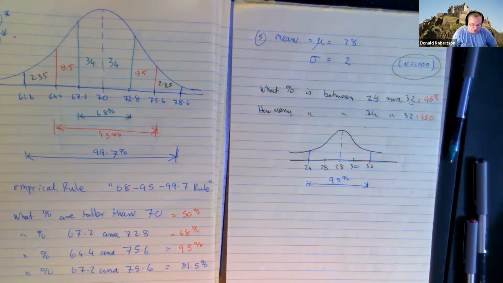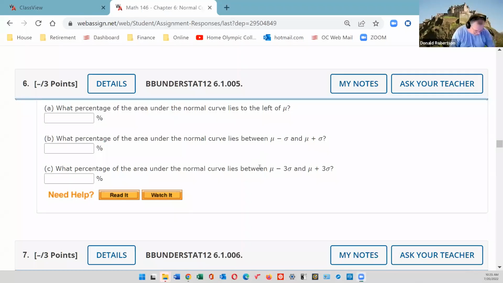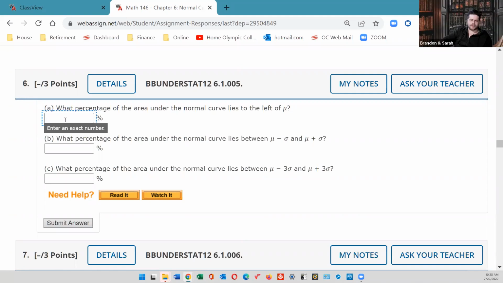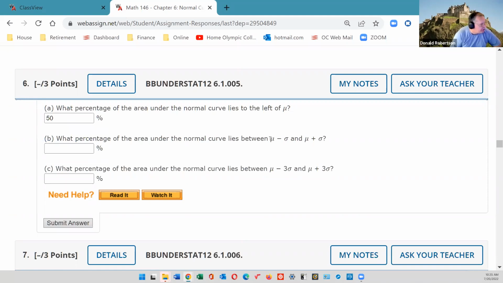Okay, let me just show you the next question. It's quicker than writing it down. Still in the same, 68, 95, 99.7, just the way it's written. Okay, what percentage of the data should be to the left of mu? What percentage of the data should be to the left of the mean? 50%. Now, what percentage of the data should be between the mean take away a standard deviation and the mean add 1 standard deviation?